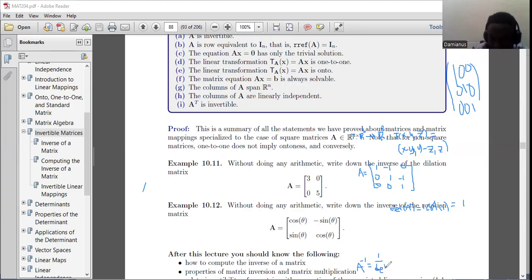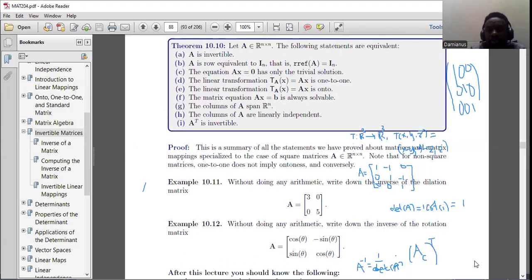A inverse equals 1 over the determinant of A times the transpose of the cofactor matrix of A. So you need to find all the cofactors of this matrix. There are 9 of them. Then you write them as a matrix, take the transpose of that matrix, and multiply by the reciprocal of the determinant. That will give you the inverse. That's not a hard job for you to do, so please do all that. Those are exercises you can do.